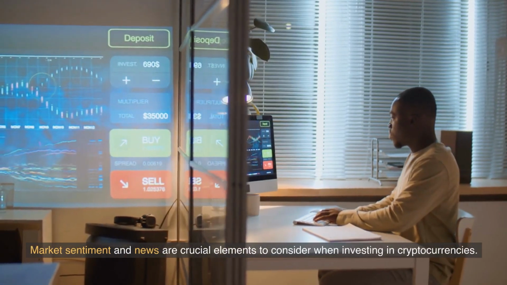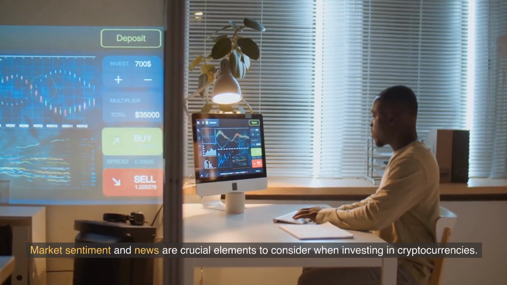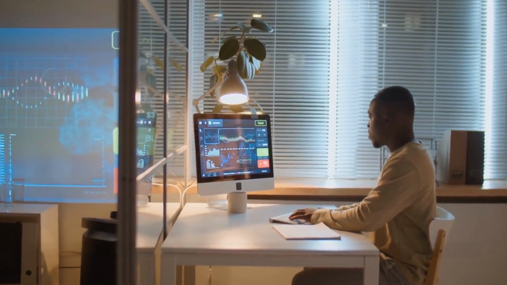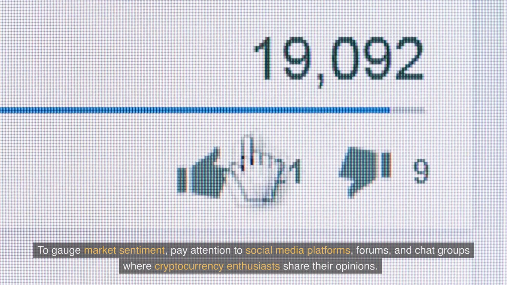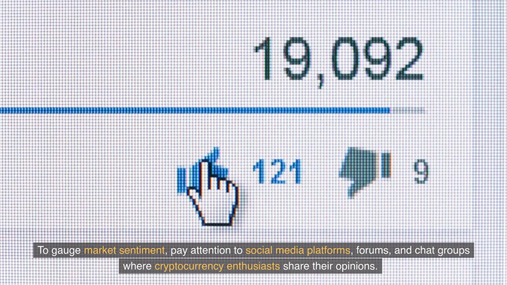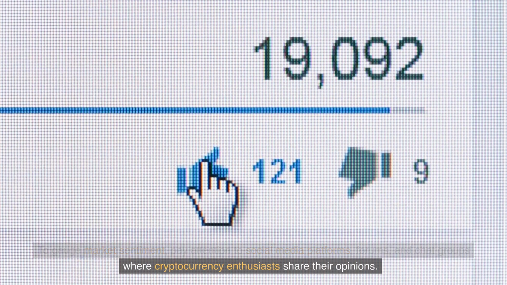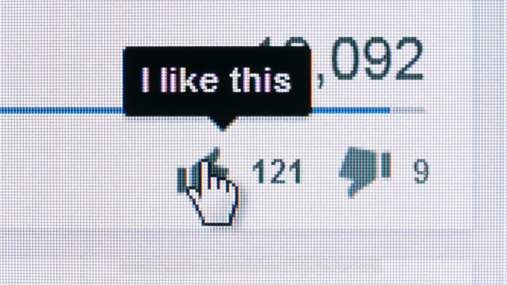Market sentiment and news are crucial elements to consider when investing in cryptocurrencies. These factors can greatly impact the price and overall direction of the market. To gauge market sentiment, pay attention to social media platforms, forums, and chat groups where cryptocurrency enthusiasts share their opinions.